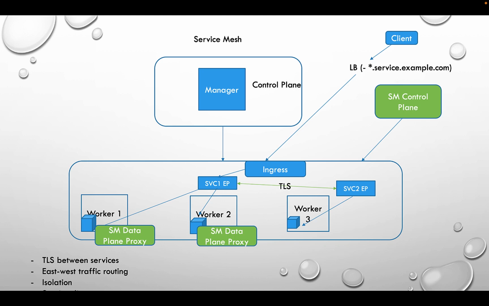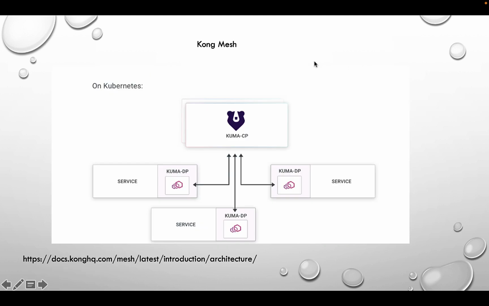Let's talk about Kong, for example. So what is Kong? There is an open source product that came from CNCF. It's called Kuma. Kong Mesh is basically an enterprise-grade service mesh architecture built on top of Kuma, and it also uses Envoy. If you've heard of Envoy, it's a similar architecture and similar technology. So it uses Kuma for the control plane and Envoy for the data plane.